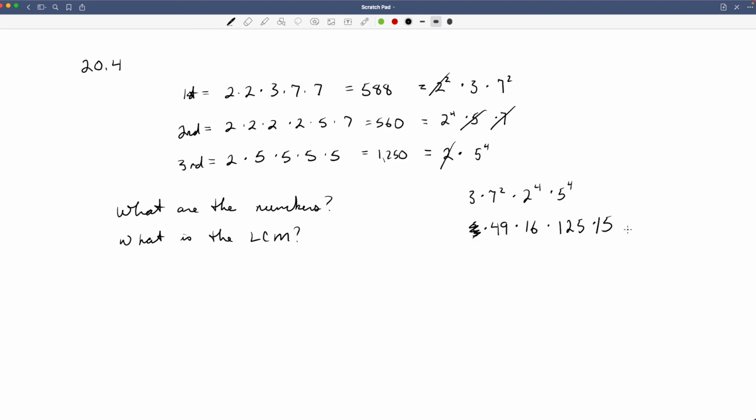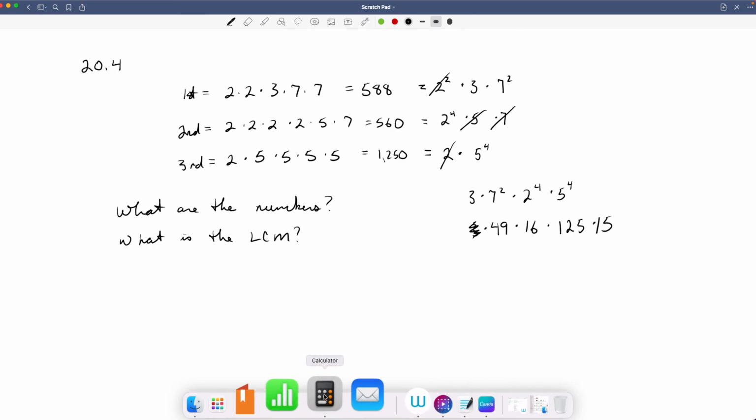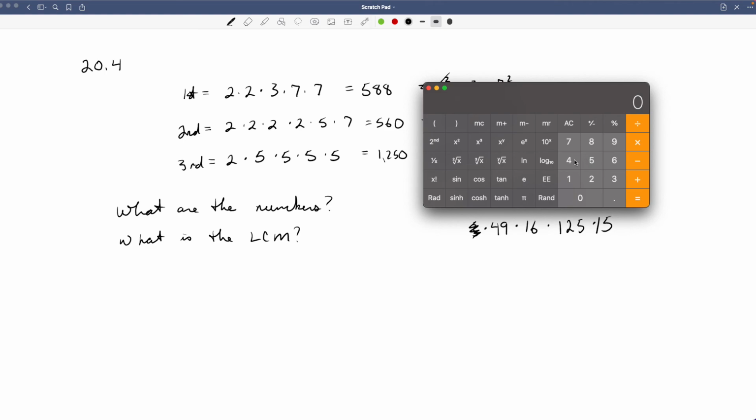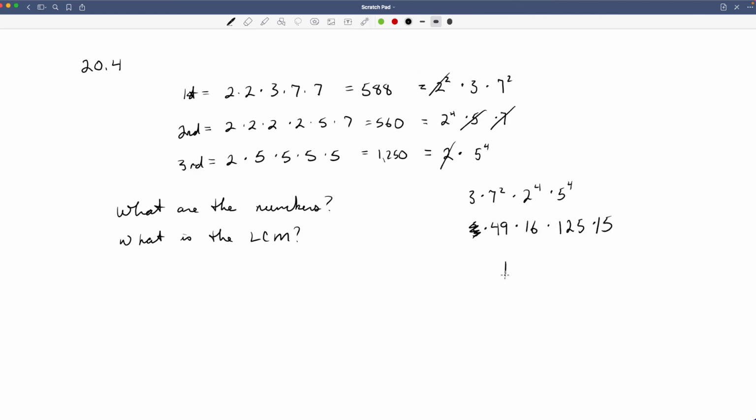So now I'm going to multiply these numbers because they're bigger than I can do in my head at this point. So I'm going to say 49 times 16 times 125 times 15 equals, oh my goodness, 1,470,000. So that is the answer. 1,470,000 is the least common multiple of these numbers right here.